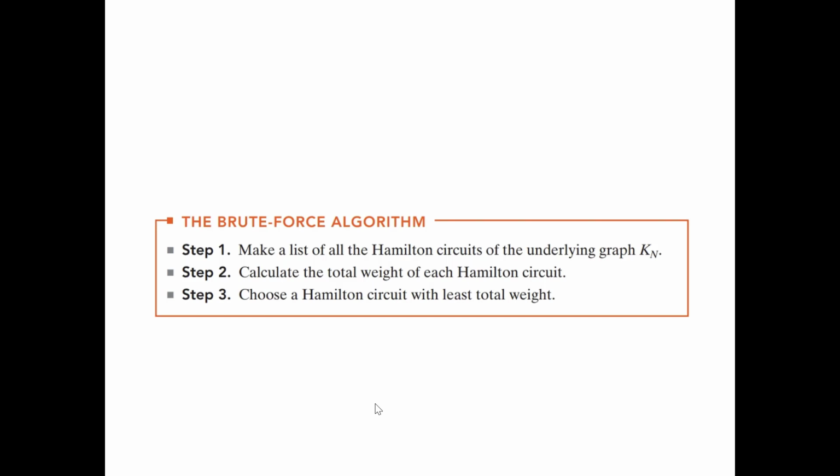The first is called the brute force algorithm. The brute force algorithm is just to write down all the different possible paths or circuits, and then find the cost of each one, right? And whichever one is the least cost, that's the least cost path. So make a list of all the Hamilton circuits of the underlying graph. Calculate the total weight of each Hamilton circuit. Choose the Hamilton circuit with the least cost. Okay.